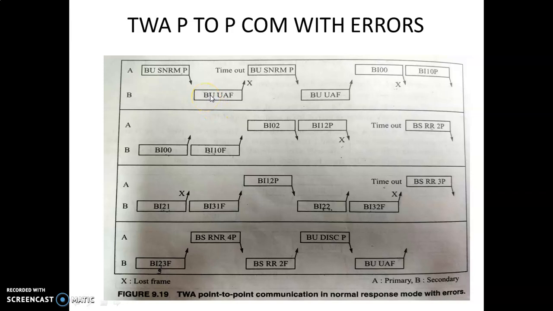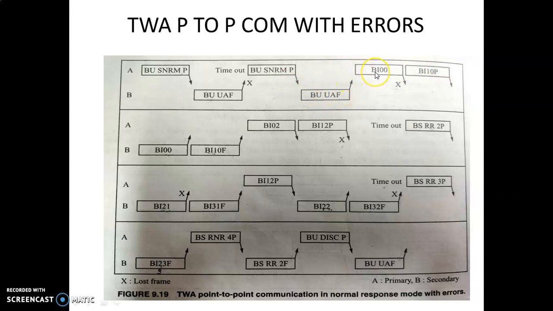B acknowledges that with an unnumbered frame, an unnumbered acknowledgement with F equal to 1, but what happens is that it is lost. So after timeout, A has to again send the same mode setting command, an unnumbered frame with P equal to 1, and this time it reaches B. B says that it is ready for the data transfer phase, so it sends an unnumbered acknowledgement with F equal to 1.